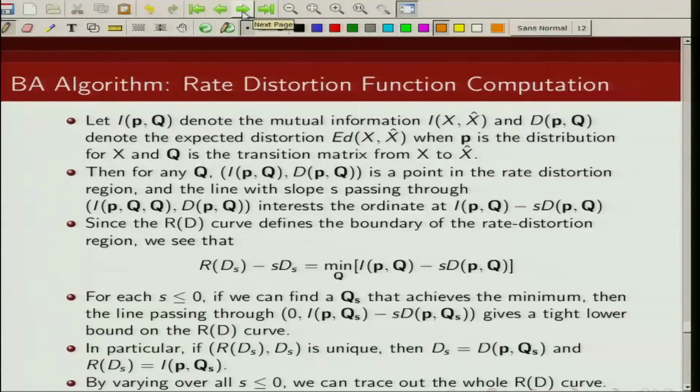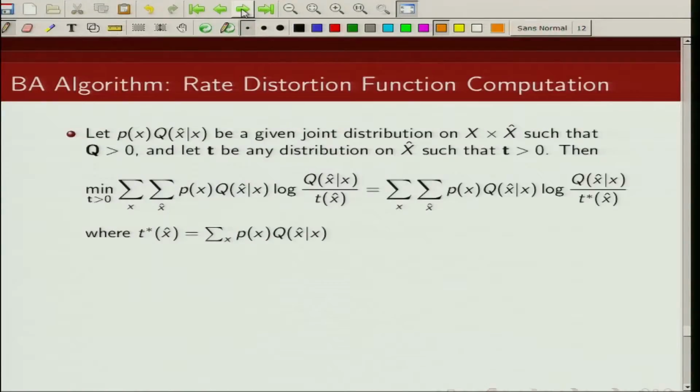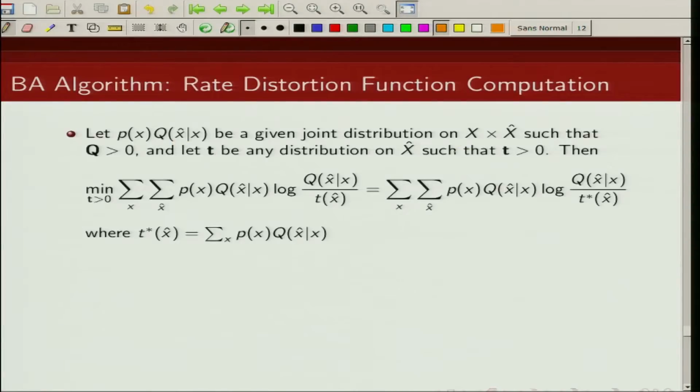Okay. Now let us talk about an iterative way to compute the same. So without proving, I am just stating the lemma that I am going to use. The proof of this lemma is all on similar lines as the proof that we did for the lemma for computation of channel capacity. So let P of x, Q of x hat given x be the joint distribution on x and x hat such that Q is strictly positive, and T is a distribution on x hat such that T is also strictly positive. Then minimizing this over all T is given by this expression where T star is this.